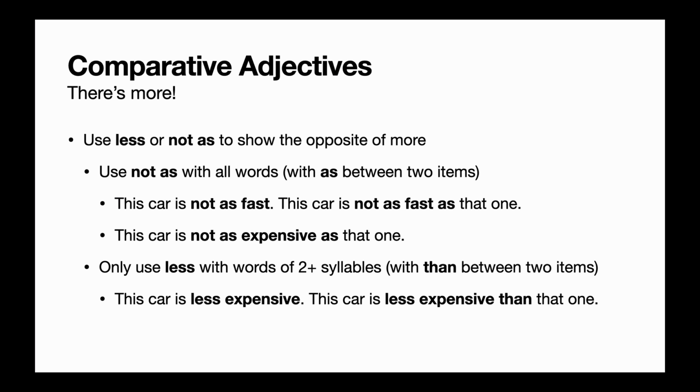When you want to use the word less, though, we only use the word less with longer words, so words of 2 or more syllables. And we still use less with than. So we can say this car is less expensive, or this car is less expensive than that one, but we would not say this car is less fast. Okay, we would only say this car is not as fast.